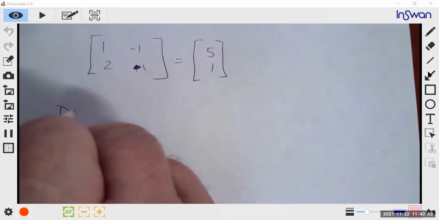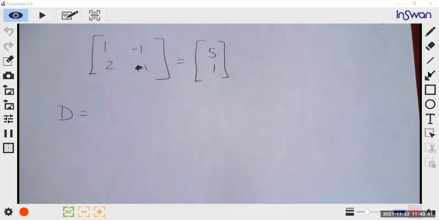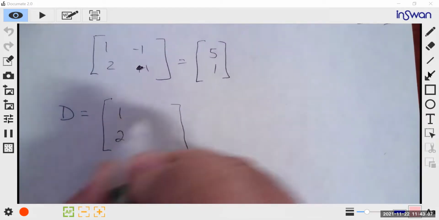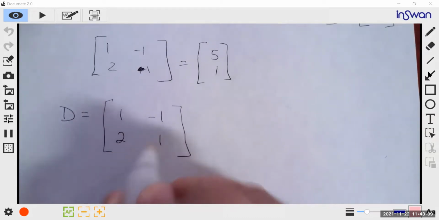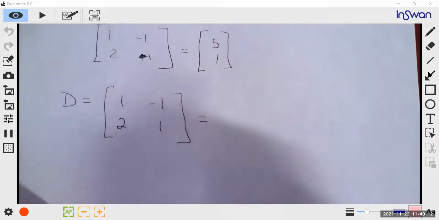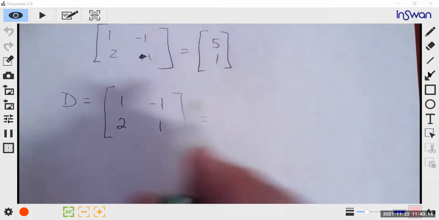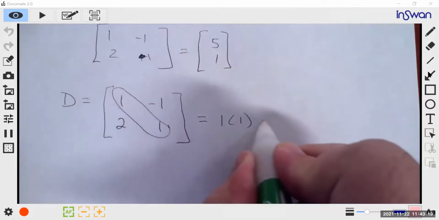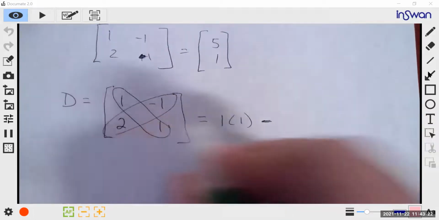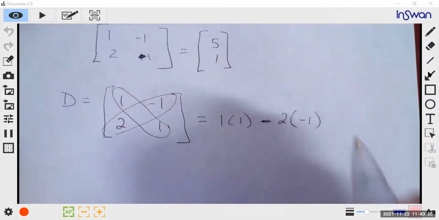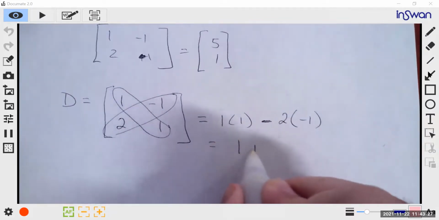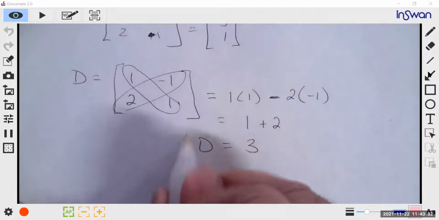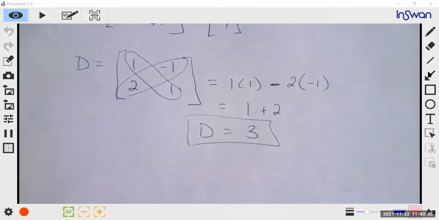So the first thing we have to do is find D, the main determinant. The main determinant is the determinant of the original equation, the left side. So this multiplied, 1 times 1, minus the other direction, 2 times -1. 1 plus 2 is 3. So the D value, the determinant, is 3.